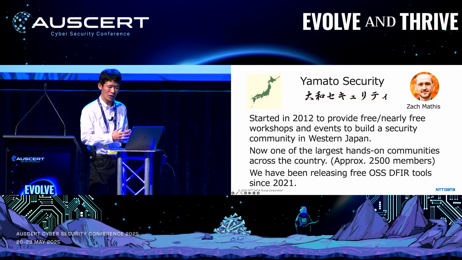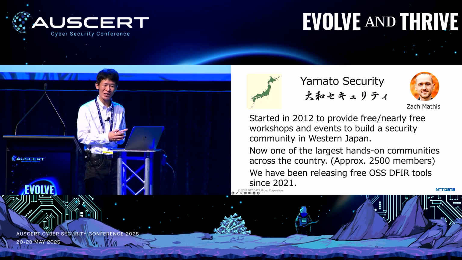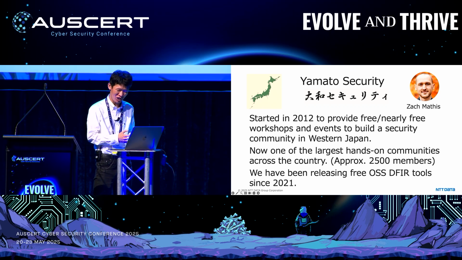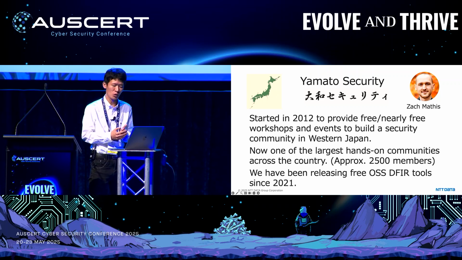Before diving into the tools, let me introduce the group behind their development, Yamato Security. Started in 2012, Yamato Security is a security community created by Mr. Doug Mattis, pictured at the top right, with the goal of building a cybersecurity community in Western Japan through free or nearly free workshops and events. He's an amazing individual and also the project leader for our open source tools.